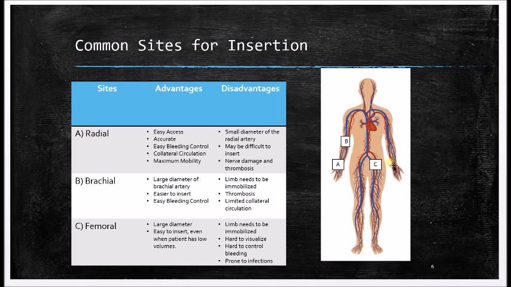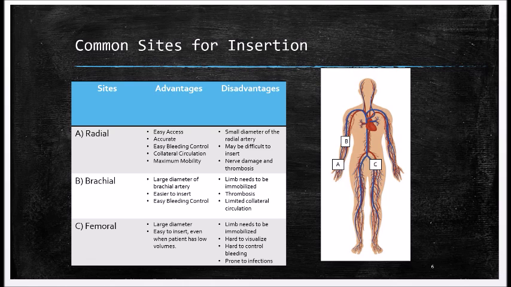C over here, femoral. That's one of the last resort sites that usually they will go to. The femoral artery has quite a large diameter. It's easy to insert, even on patients who are quite hypotensive. So usually it's the last resort, and it does have its disadvantages because the limb needs to be quite immobilized.